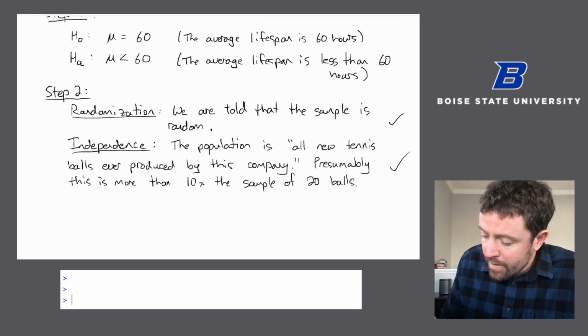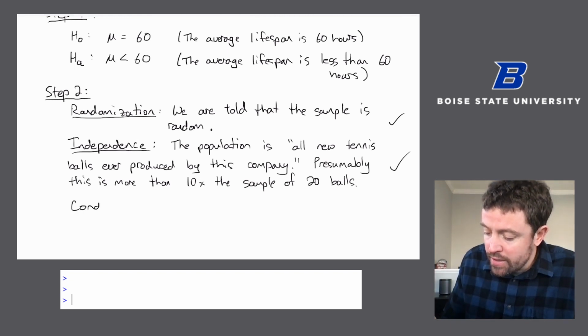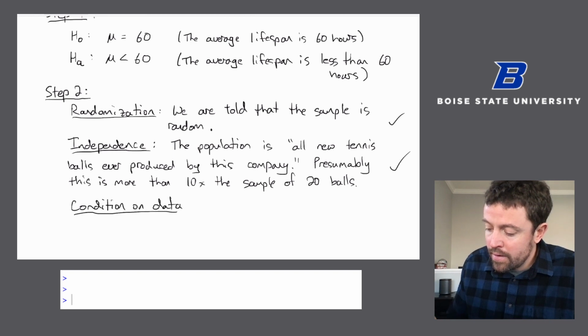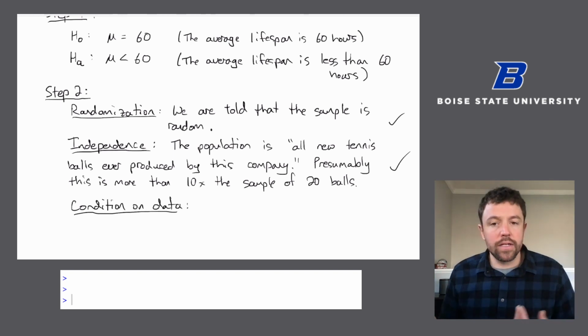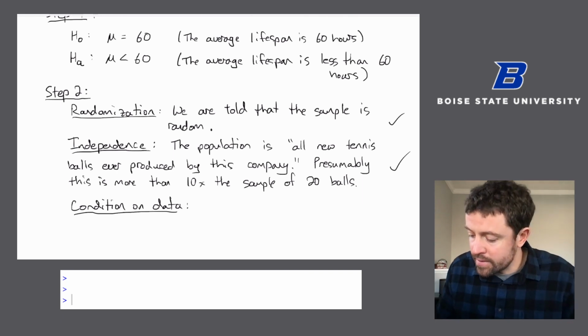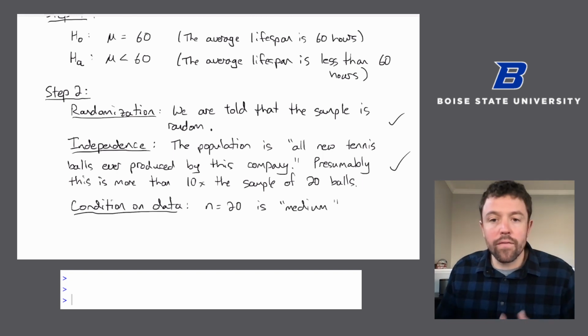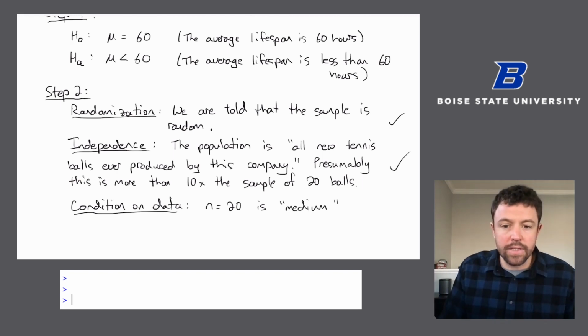And then finally, I have a condition on the data. So in this problem, my sample size is 20. And so that's a medium sample size. So for our purposes, a medium sample size is a sample size between 16 and 40.